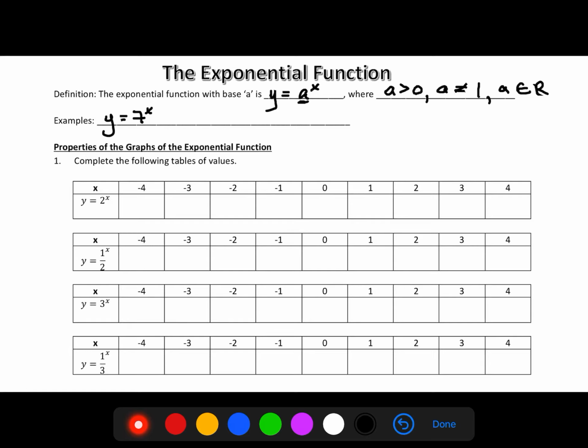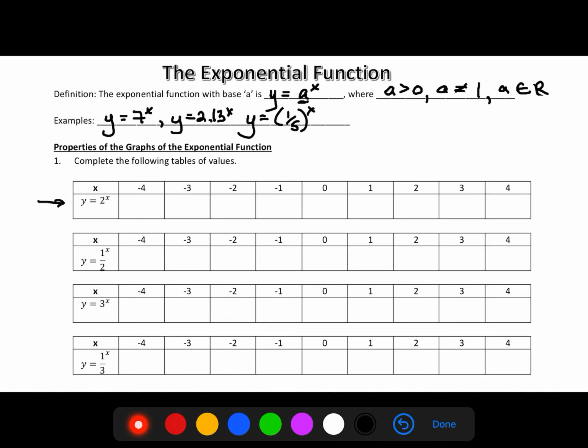Some examples of exponential functions: anything where we have the variable as the exponent. So y equals 7 to the power of x, y equals 2.13 to the power of x, y equals 1/5 to the power of x. Those are all exponential functions because we're going to multiply the base x amount of times. So we want to take a look at what the graph of these functions is going to look like.